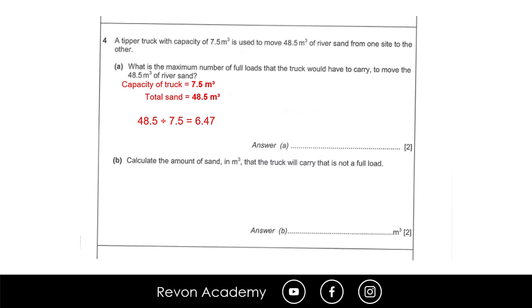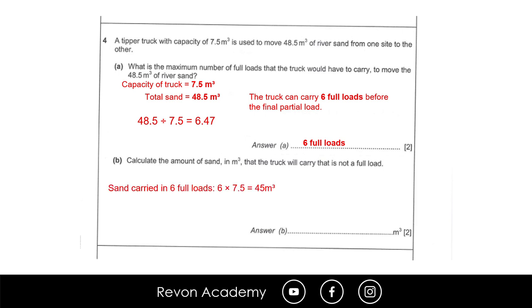We get 6.47. So from there we see that we get 6 full loads and a partial load. That 0.47 there, it's a partial load. So the truck can only carry 6 full loads before the final partial load. So yeah, 6 full loads. So mind you, we're not going to put the 0.47 because it's a partial load, and then we can't make 7 because now if we say 7 full loads, we're going to need extra sand now to make those full 7 loads. Hopefully you understand that. Okay.